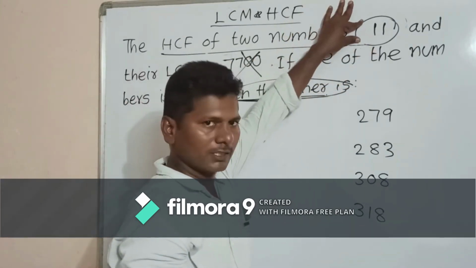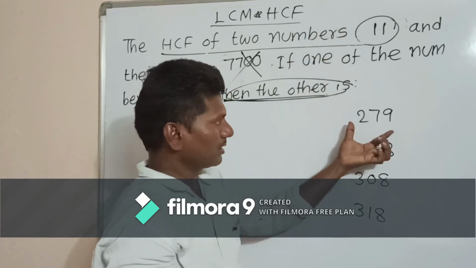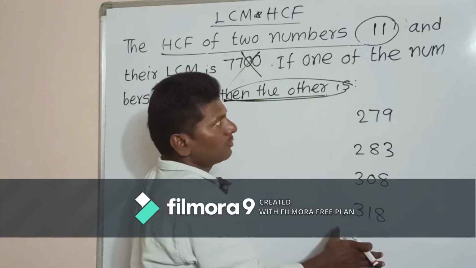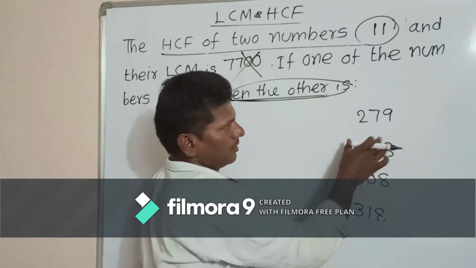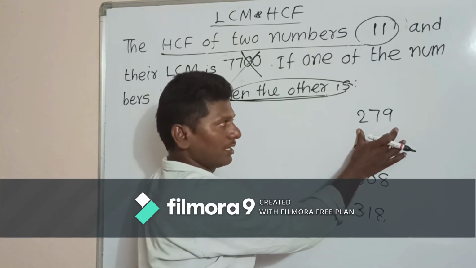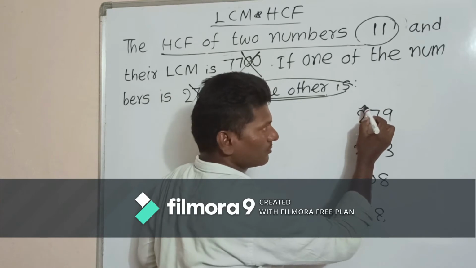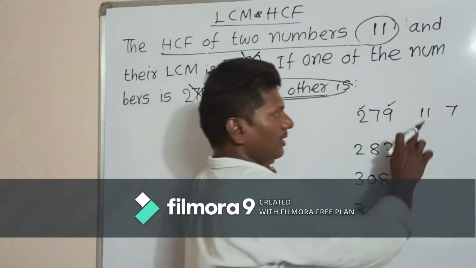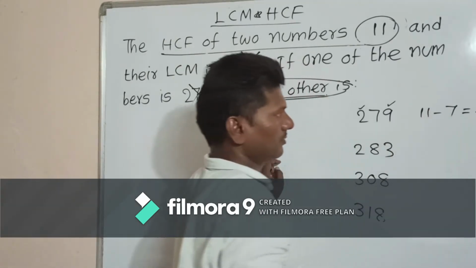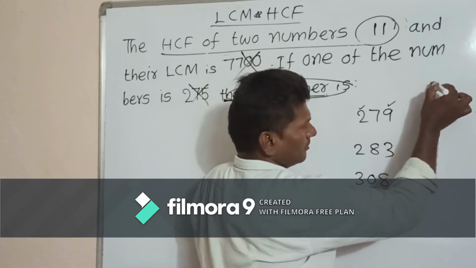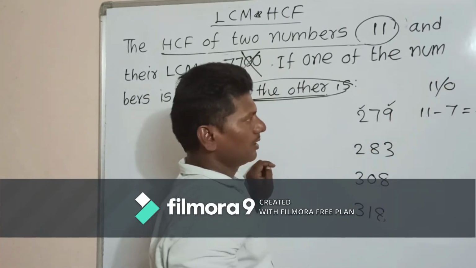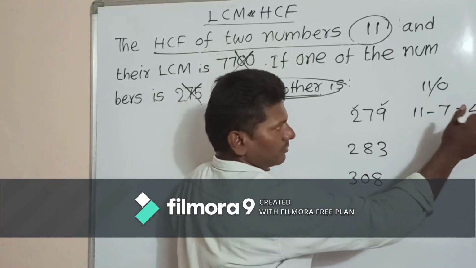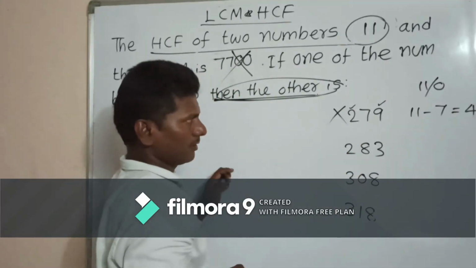Now HCF is 11. To get that number, I check these options. The option which is divisible by 11 will be the right answer. To check whether a number is divisible by 11 or not, we take alternate digits. 2 next to 9: 2 plus 9 is 11. The middle number is 7. The difference is 4. If the difference between these is 11 or 0, then only that number is divisible by 11. Here I am not getting 11 or 0, so this number is not divisible by 11.